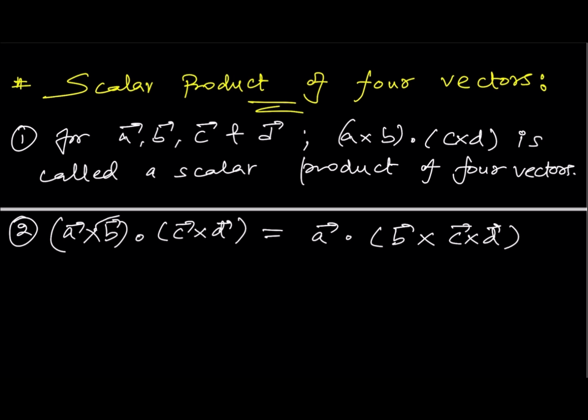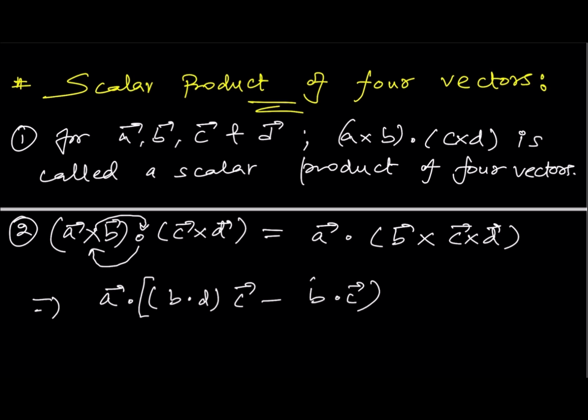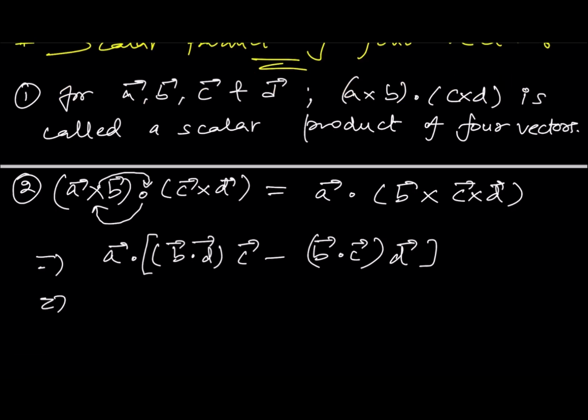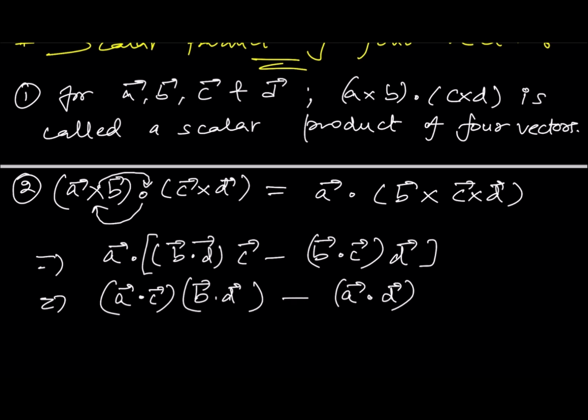So the cross is here and the dot is here. Why am I doing this? Because I know how we can find a vector triple product, right? So in this, (B dot D) times C minus (B dot C) times D. So after multiplying A vector inside, this will become (A dot C)(B dot D) minus (A dot D)(B dot C).